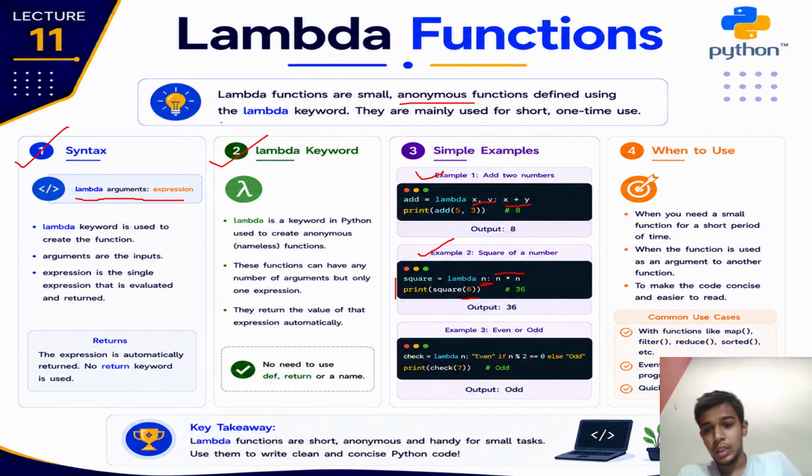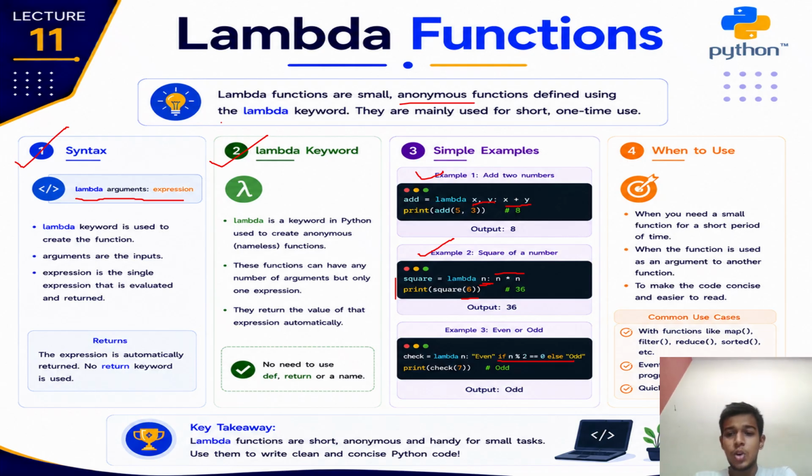Now in the third example, we will check whether a number is even or odd. This lambda function checks whether the number is even or odd. The expression uses Python's conditional expression. If the remainder after dividing by 2 is 0, it returns even, otherwise it returns odd. You can see the conditional statement is used here.